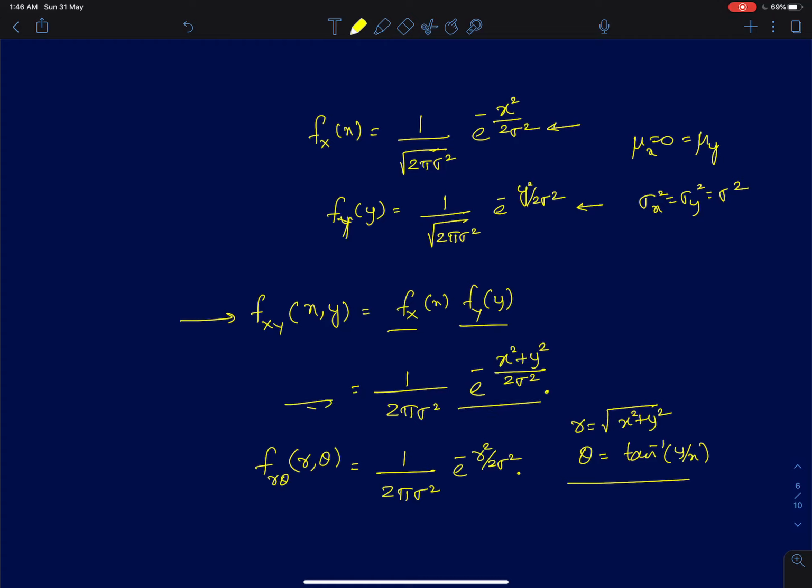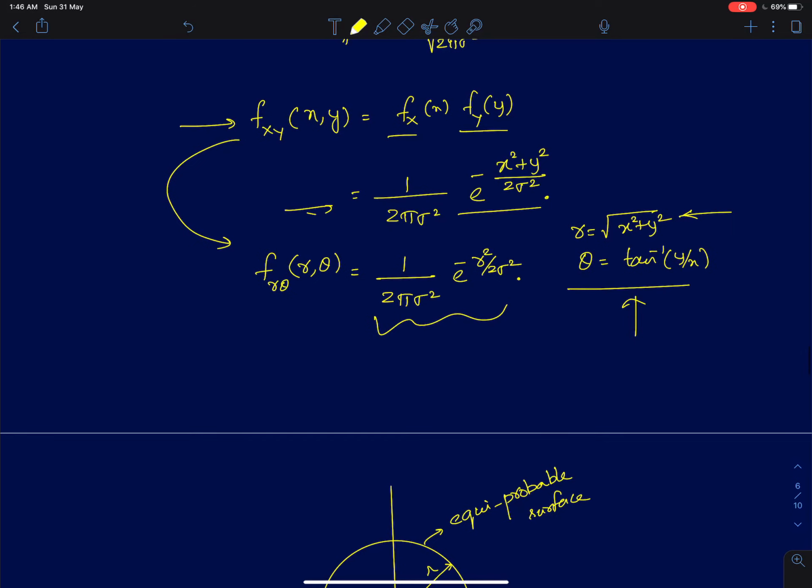I can also represent this joint density function in a polar coordinate system. If I use this substitution, r is root of x square plus y square and theta is tan inverse of y by x, then I get this expression.